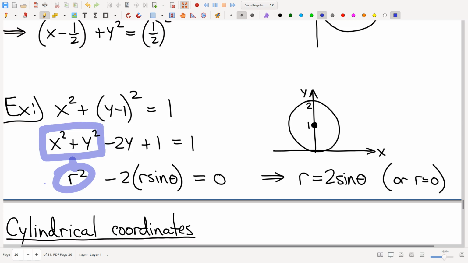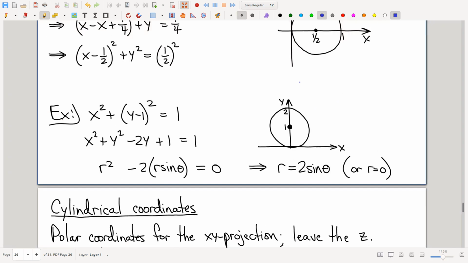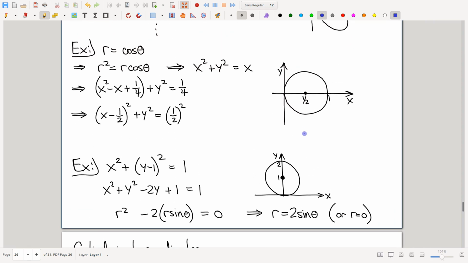So, neat trick. Okay, how we doing? Everybody happy? Again, a circle, thus the connection to the previous example. Something to be on the lookout for, pay attention to, is that both of these examples give circles. One of them involved cosine, one of them involved sine.